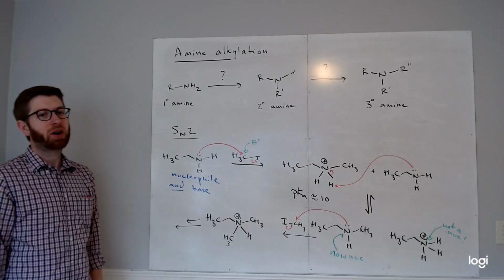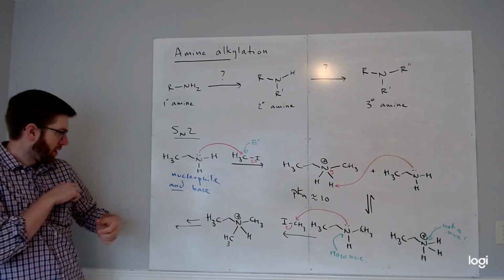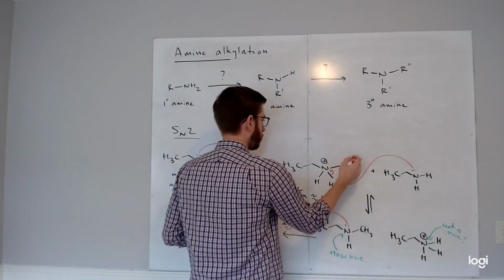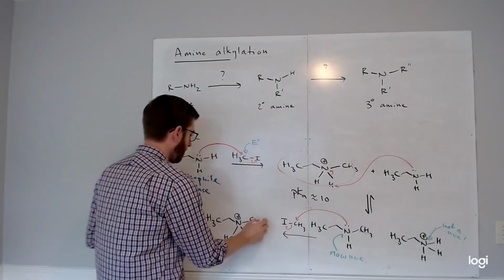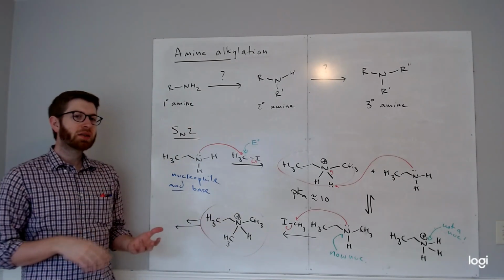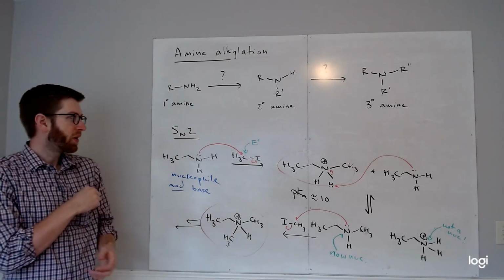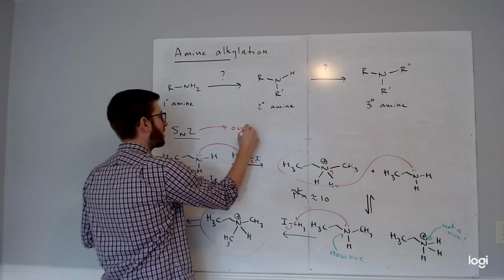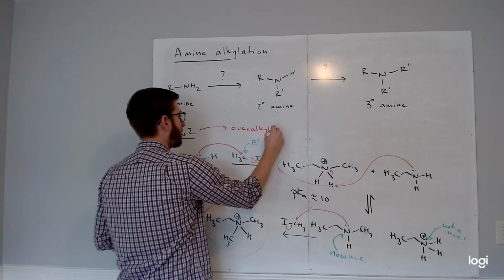All of these products form. So you get some of this, you get some of this, and you get some other products as well. So this amine alkylation isn't very useful for us because we can't control it. So over-alkylation is a problem.